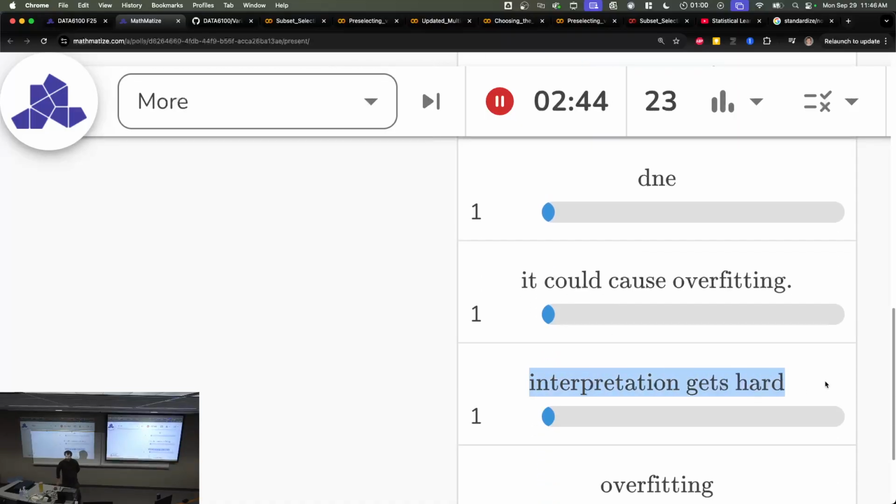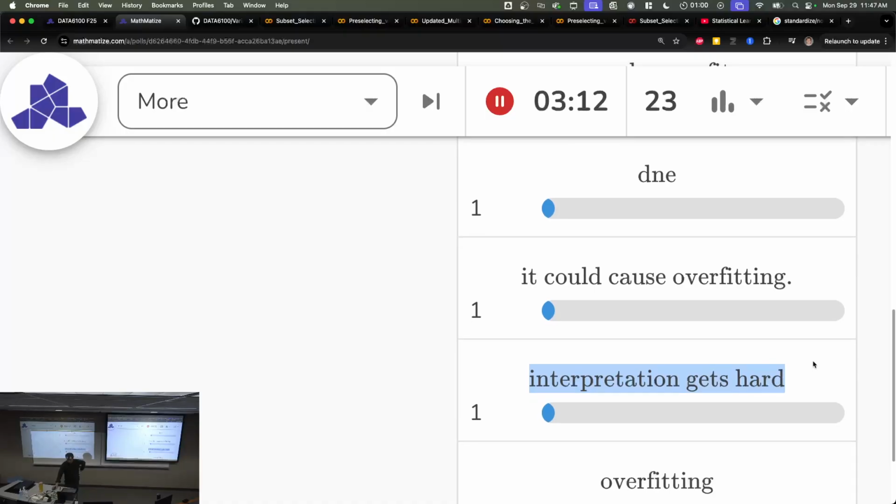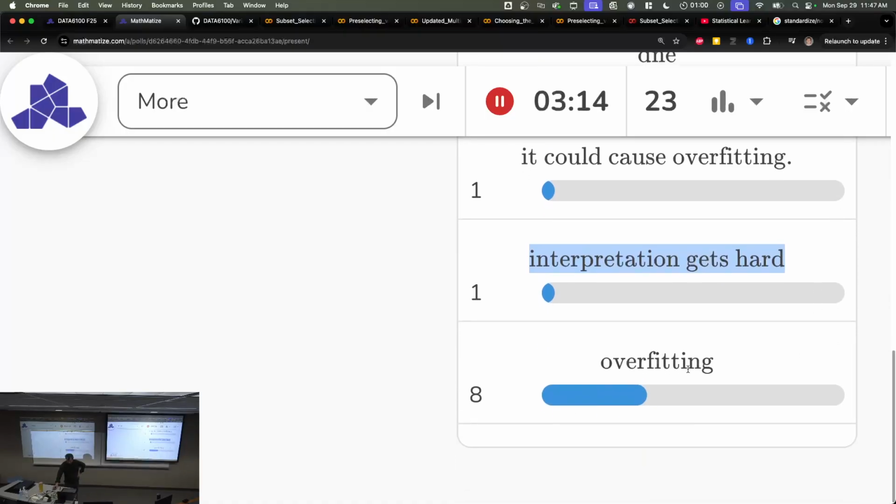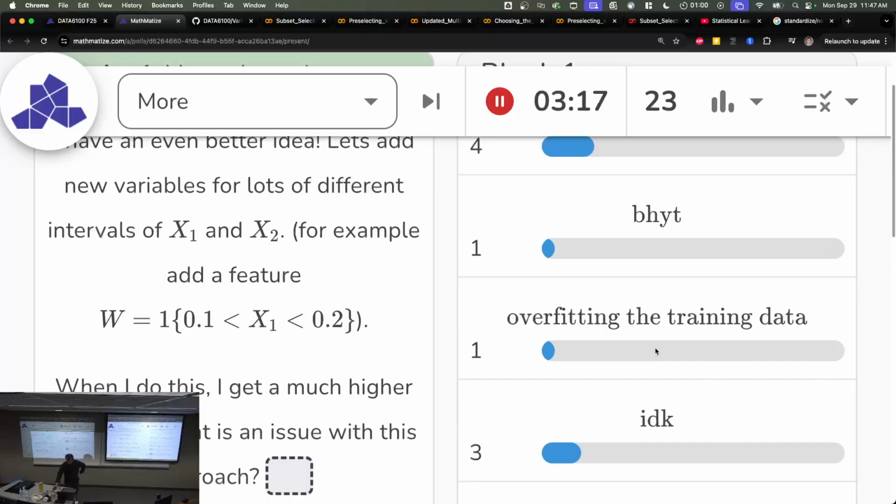The interpretation gets harder. Yeah, this is true. The more weird stuff you add in, the harder it is to interpret. I will say, in this course, we're usually interested in predicting accurately, and we're not as interested in interpretation. If we're doing stats and trying to give advice to medical doctors, then the interpretation is really important. If you're a data scientist, often you just want the most accurate prediction, and the interpretation is secondary. So interpretation gets harder the more things you add, but on its own, that's not necessarily an issue. But overfitting is the overwhelming big thing.